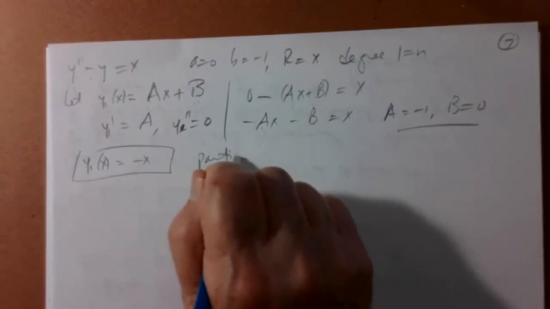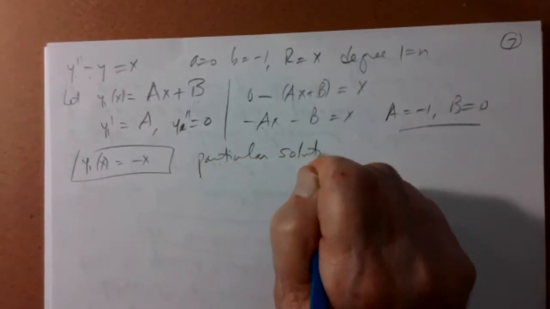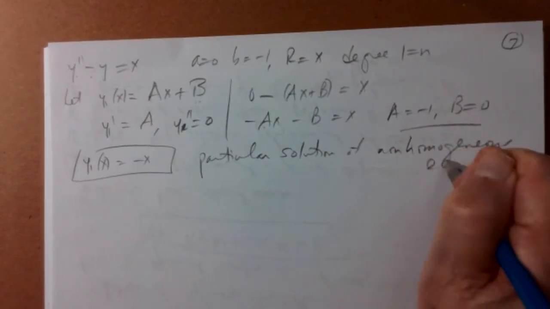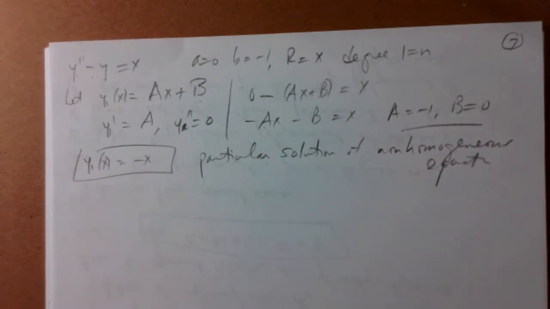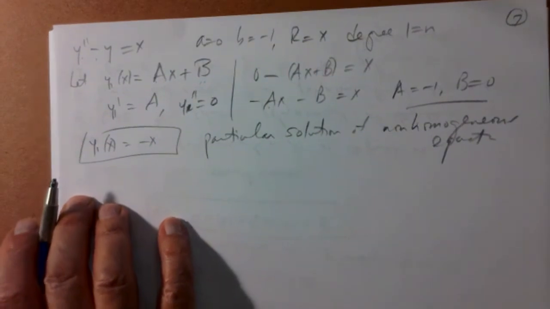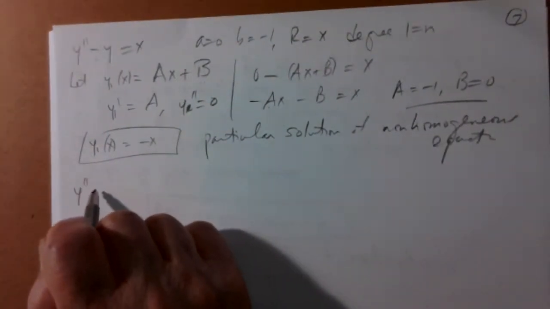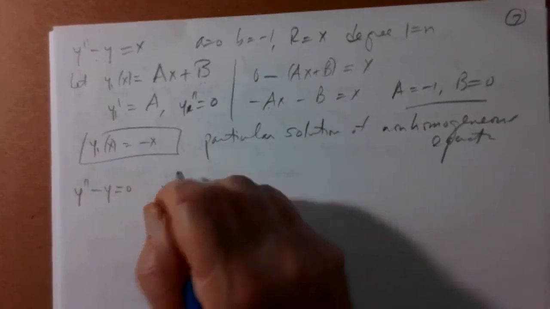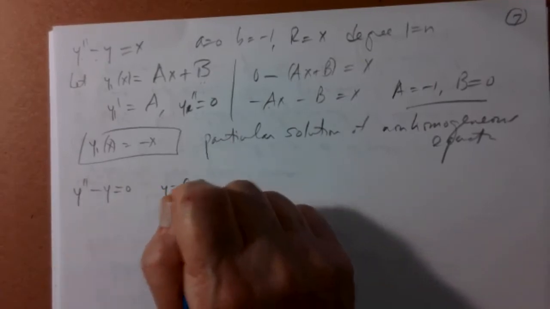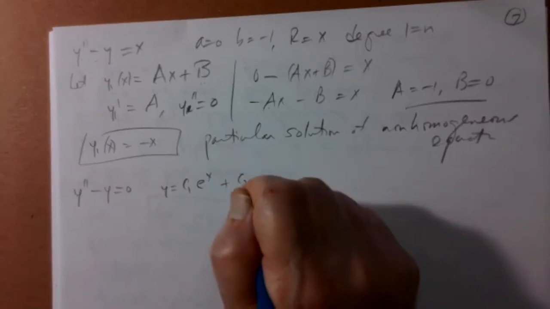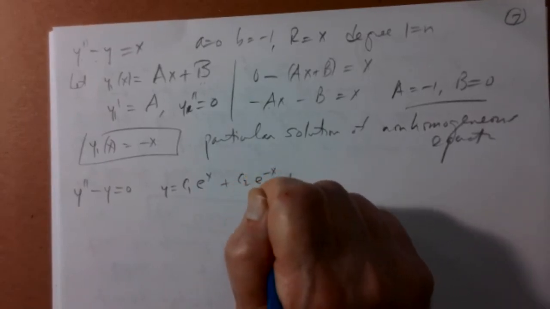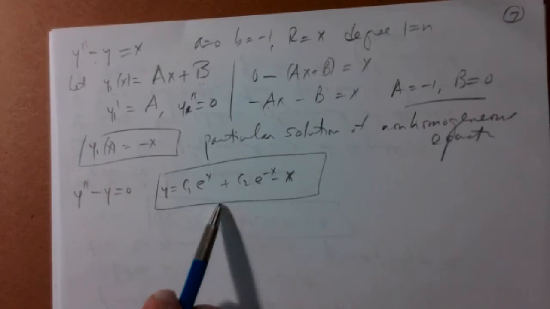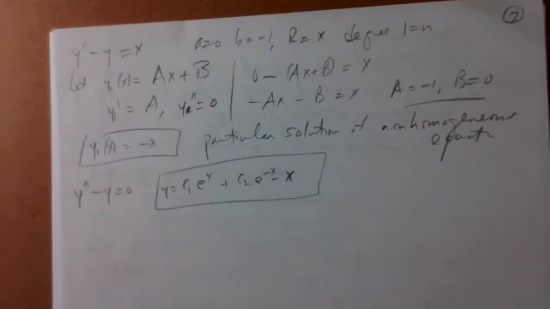So this is a particular solution of the non-homogeneous equation. What's the general solution of the homogeneous equation y double prime minus y equals 0? Well, we know that the general solution is C1 e to the x plus C2 e to the minus x, plus this particular solution, minus x. So this is the general solution to this non-homogeneous equation.